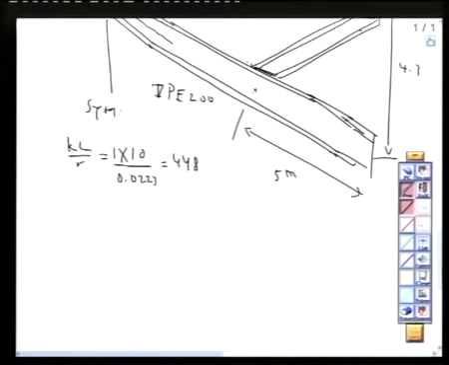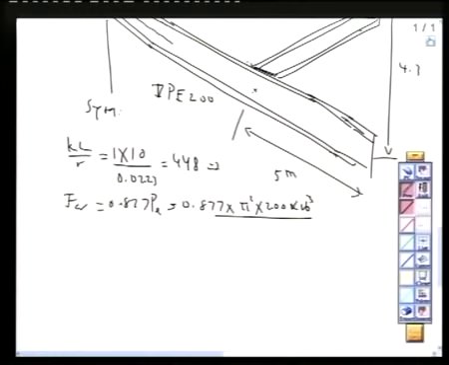Once we get 448, we can get phi F critical. Phi F critical will be 8.6. Of course, you will not find it in the table. So you have to find F critical to be 0.877 F Euler. And if you apply the equation, it will be 0.877 multiplied by pi squared multiplied by E, which is 200 by 10 to the power 3, divided by KL over r, which is 448. This will give you 8.6.